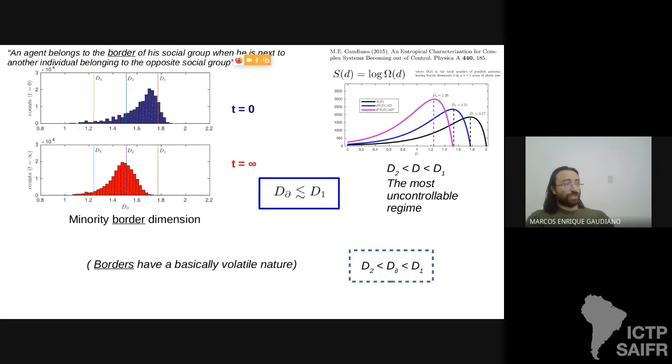On the figure, I show the distribution of the fractal dimension at t equal to 0 and t equal to infinity. They are always lower than D1 because of a geometric property that I could explain later. There is no bias in the generation of the initial configurations. Note that, first, the borders are basically volatile patterns under a Schelling update rule because they mostly lie on the most uncontrollable regime. Second, the borders move toward another regime, namely D3, D2, that is also defined in terms of the entropy function.